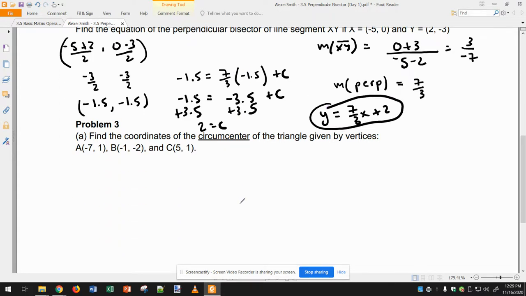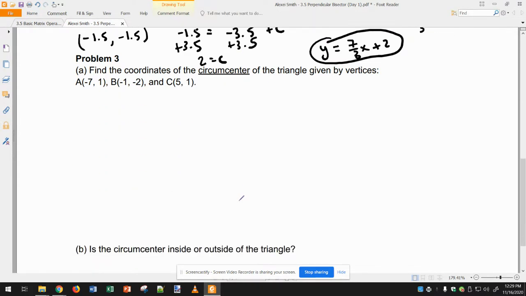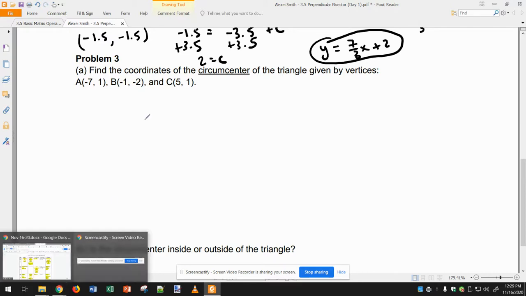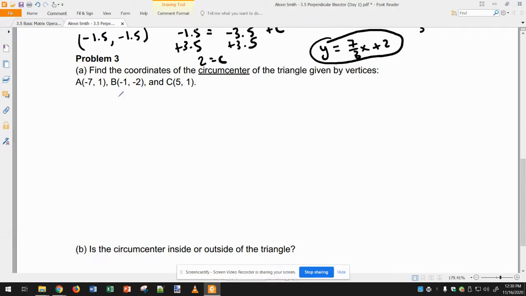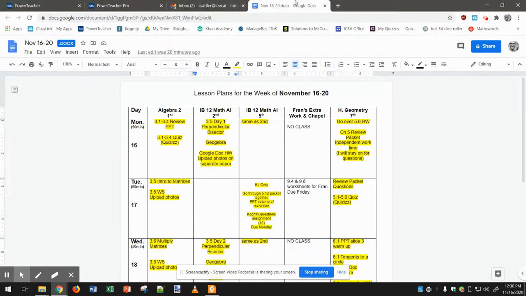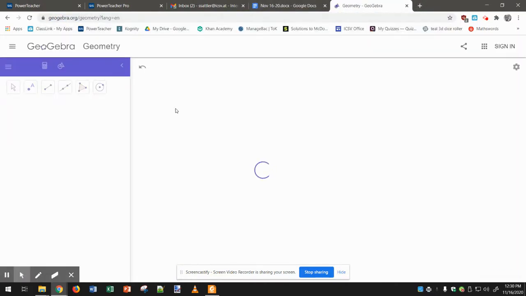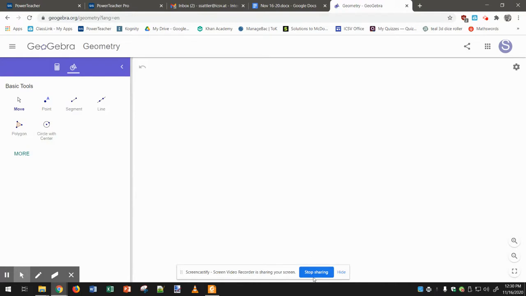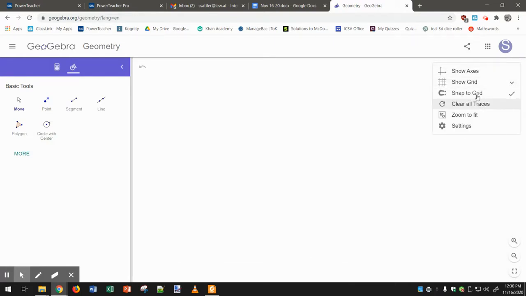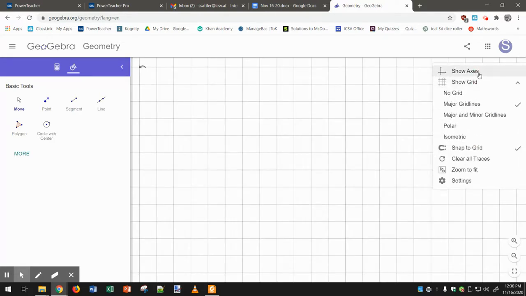Okay, and then circumcenter, you only have to do 2 of these. So you could have all done it in many different ways. And I'm just going to use GeoGebra to check this. So let me open up GeoGebra geometry, and let's show the grid and the axes.